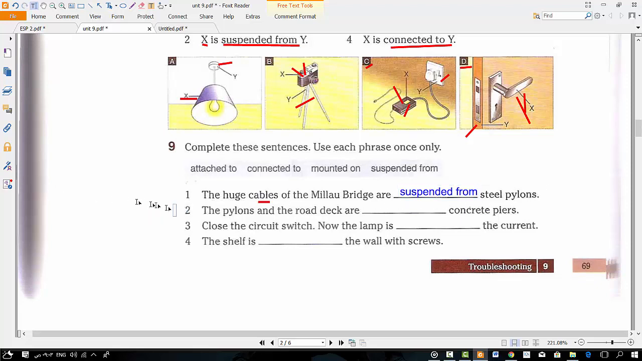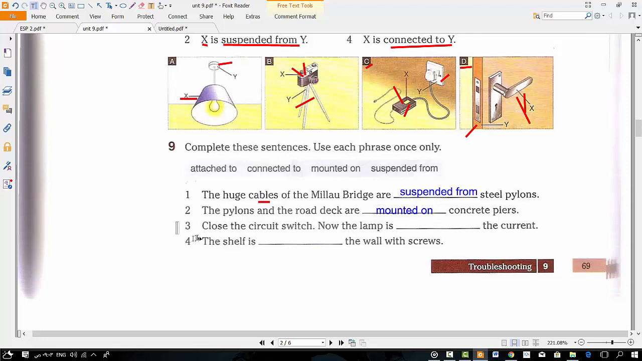2. The pylons and the road deck are what? The pylons and the deck are mounted on concrete piers.